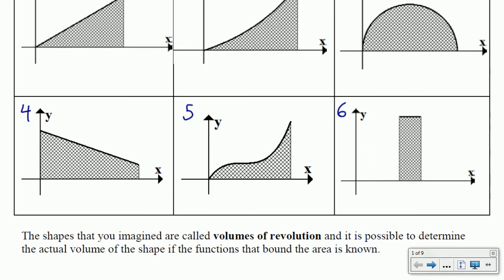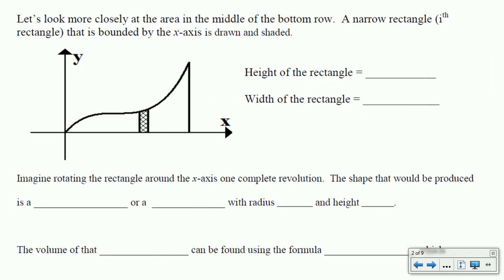So the shapes that you imagined, or witnessed, are called volumes of revolution, and it is possible to determine the actual volume of the shape if the functions that bound the area are known. So let's look more closely at the area in the middle of the bottom row. A narrow rectangle that is bounded by the x-axis is drawn and shaded. The height of the rectangle is given by f at xi, and the width of the rectangle is given by delta x. If we imagine rotating the rectangle around the x-axis one complete revolution, the shape that would be produced is a disk, or a cylinder, with a radius of f at xi and a height of delta x.